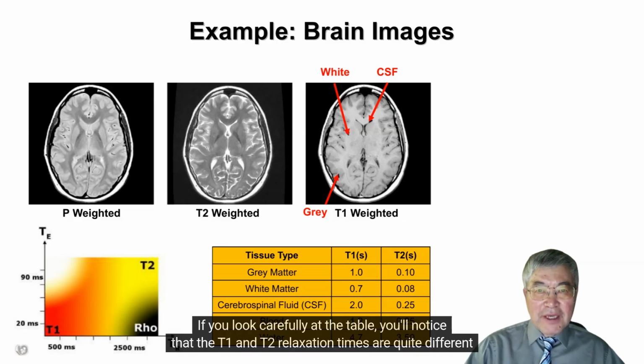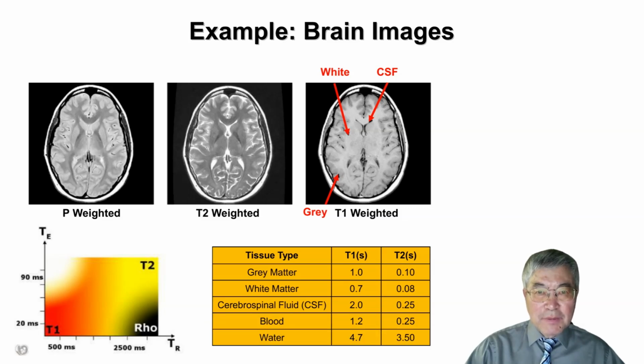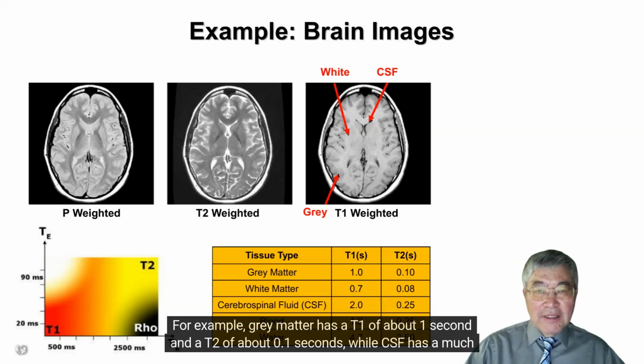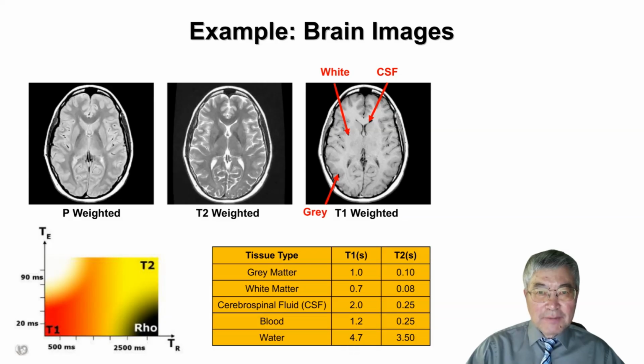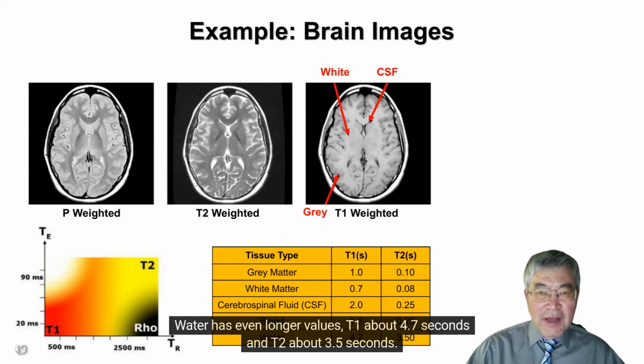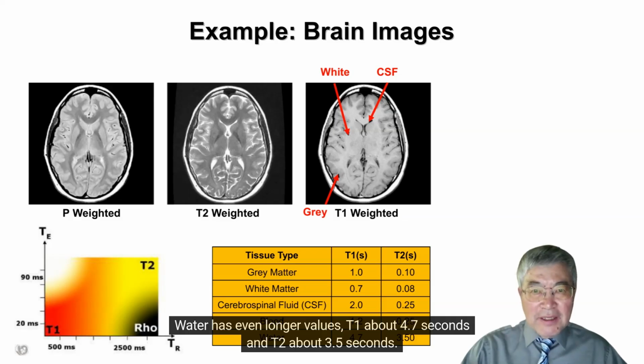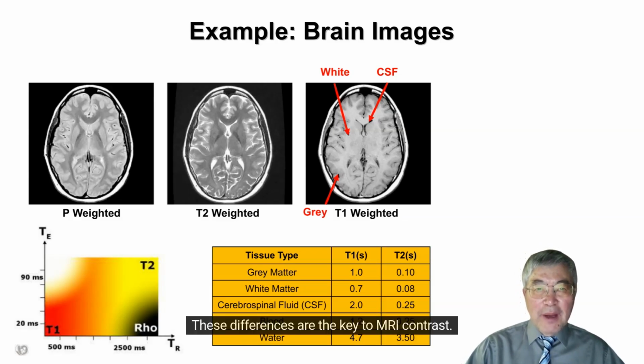If you look carefully at the table, you'll notice that the T1 and T2 relaxation times are quite different for each tissue. For example, grey matter has a T1 of about 1 second and a T2 of about 0.1 seconds, while CSF has a much longer T1 of around 2 seconds and a T2 of around 0.25 seconds. Water has even longer values, T1 about 4.7 seconds and T2 about 3.5 seconds. These differences are the key to MRI contrast.